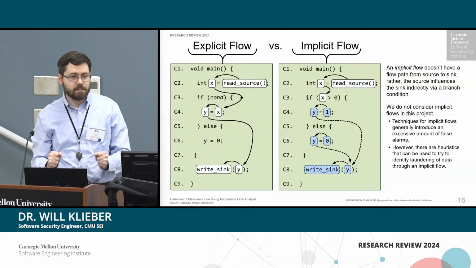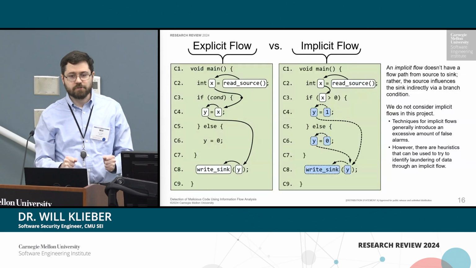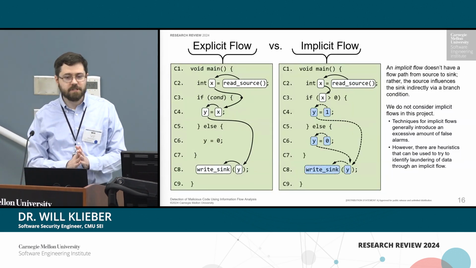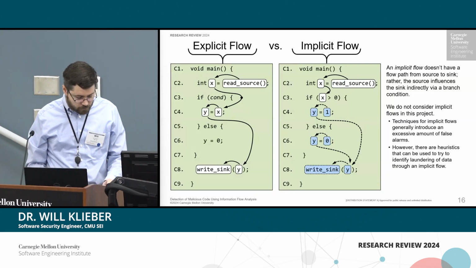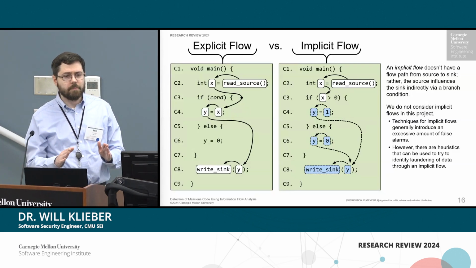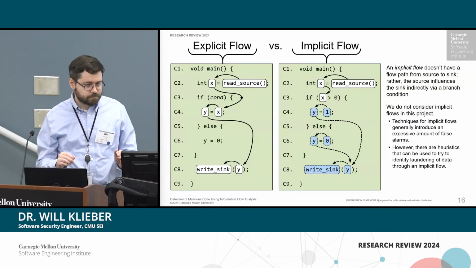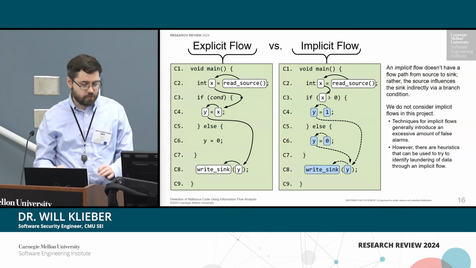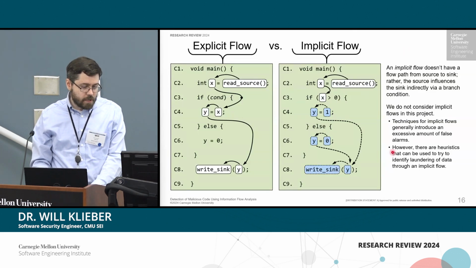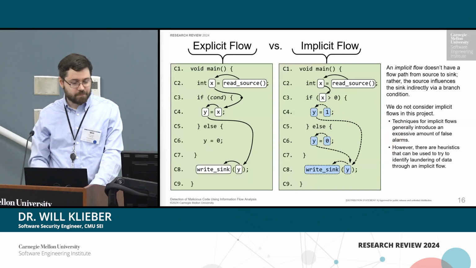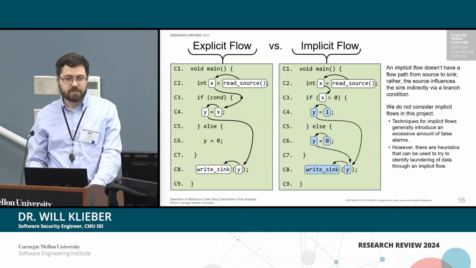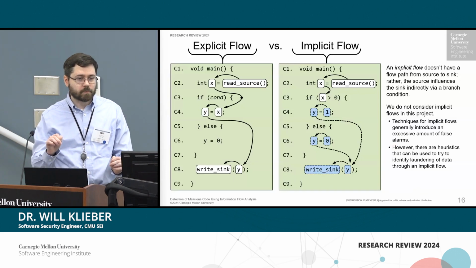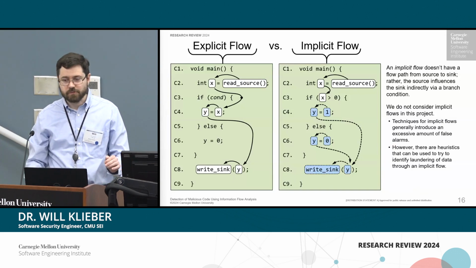The reason for that is that if you try to deal with implicit flows in general, you get a lot of false alarms. It's just completely unusable output. And also, there aren't very many cases, at least currently, of using implicit flows to leak information. However, if people do start using implicit flows to leak information, there are heuristics that we could use to try to detect laundering of flows through these implicit flows.